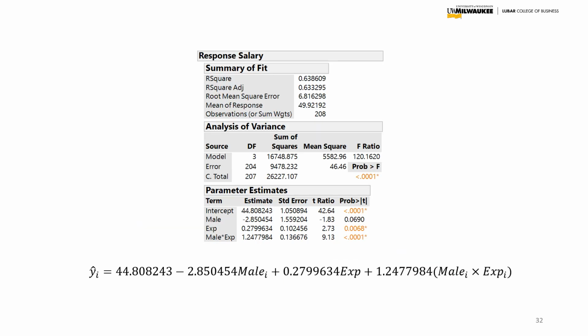So here you go. Here is a regression on male, experience, and male times experience, and you can see all the estimated coefficients.